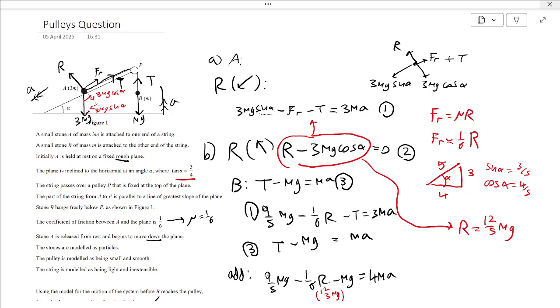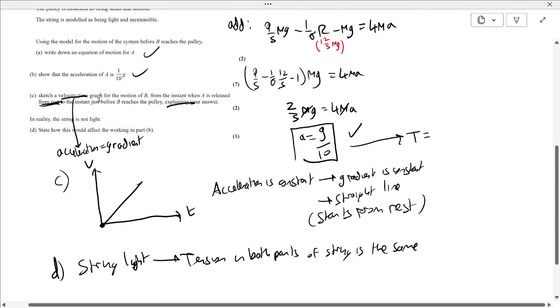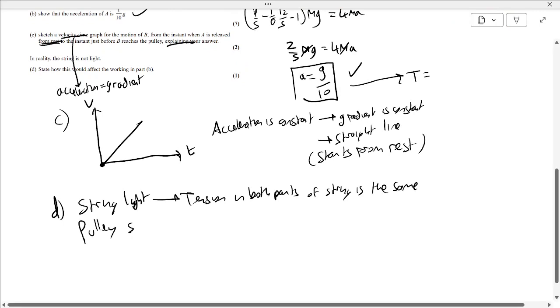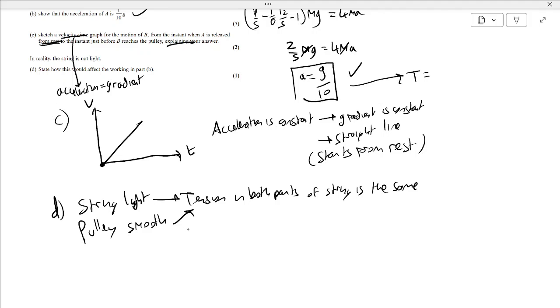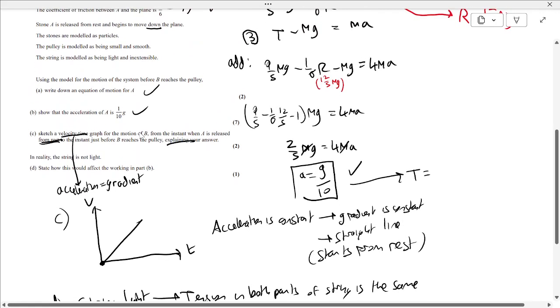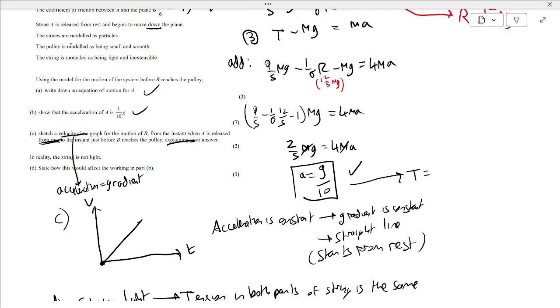The same thing actually comes from the fact that not just the string being light, but the pulley being smooth. So both of these assumptions, which every question will have, both affect your answer in this way. So for part D, you would say the tension would no longer be the same in both parts of the string. The third thing that's always true is that the string is inextensible.